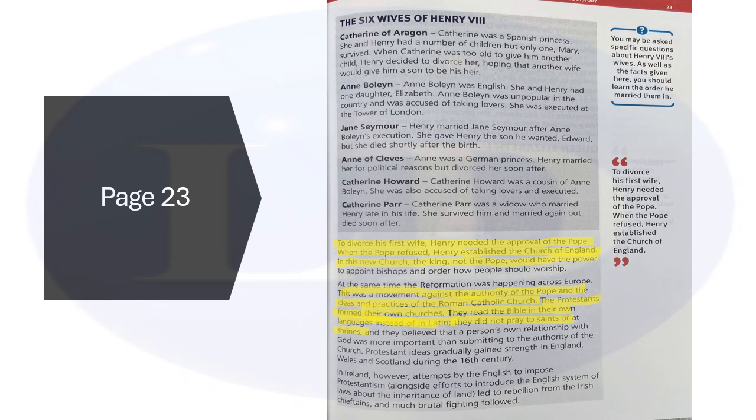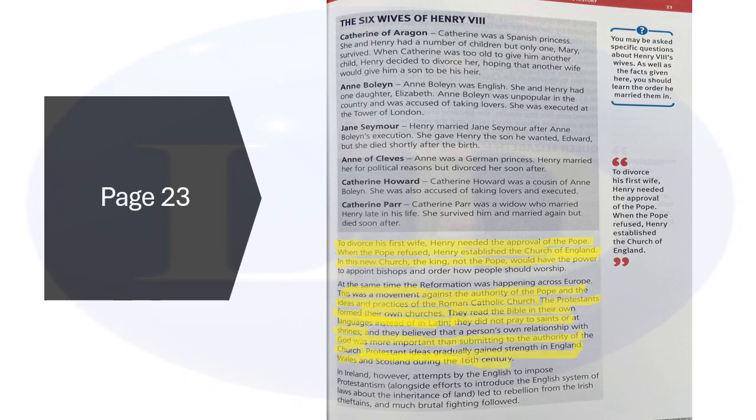So they would say, why would we pray to saints and shrines? Why not straight away pray to God? And they believed that a person's own relationship with God was more important than submitting to the authority of the church. So this is what they believed. Protestant ideas gradually gained strength in England, Wales, and Scotland during the 16th century.